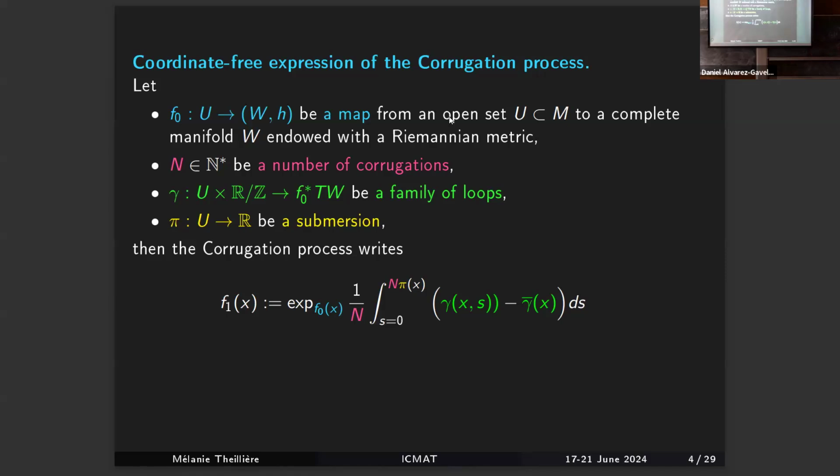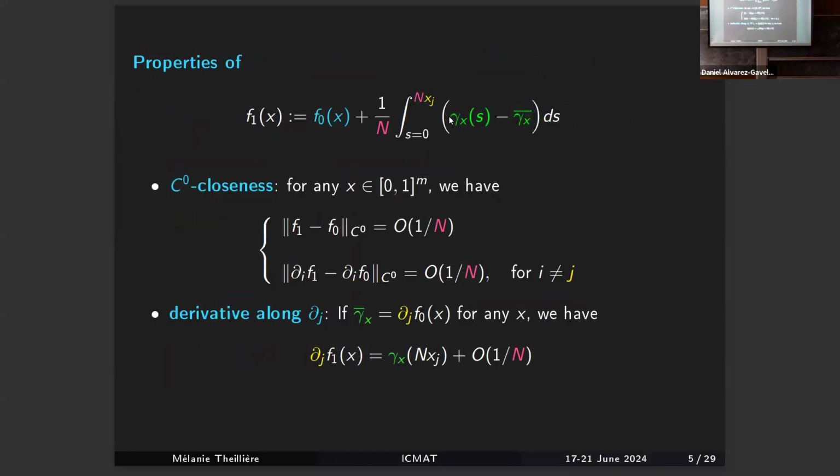So, okay, so we have this formula. What are the properties of this formula? So we have still two main properties, the C0 closeness and a property on the derivative in the direction where we add corrugation. So yesterday we saw we have the C0 closeness between the initial map and the new map F1. So C0 closeness controlled by the number of corrugations. And in fact, we also have a C0 closeness between the derivatives which are not in the direction of corrugation, which is also controlled by the number of corrugations.